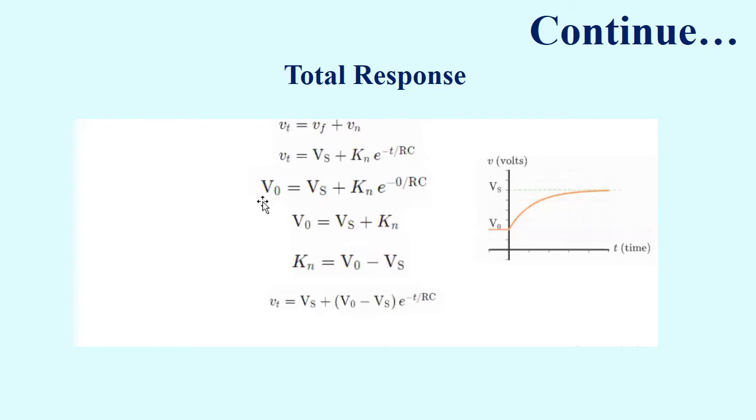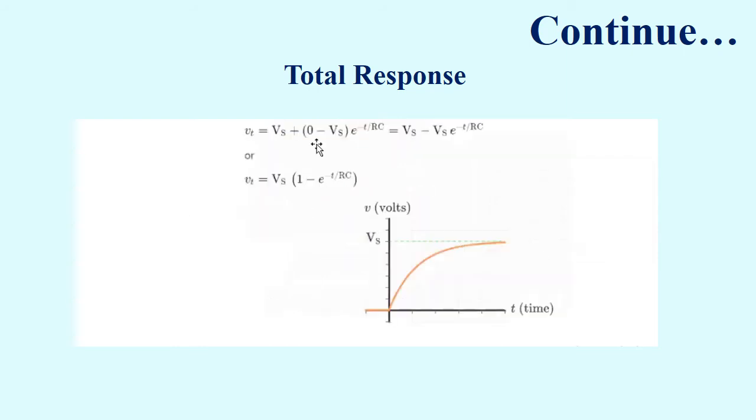Then we calculate Vt at t equals 0, so we put t equals 0 in the whole equation. Our equation becomes V0 equals Vs plus Kn. So Kn equals V0 minus Vs. We put Kn in this equation, and our equation is Vt equals Vs plus (V0 minus Vs) e to the power minus t by RC.